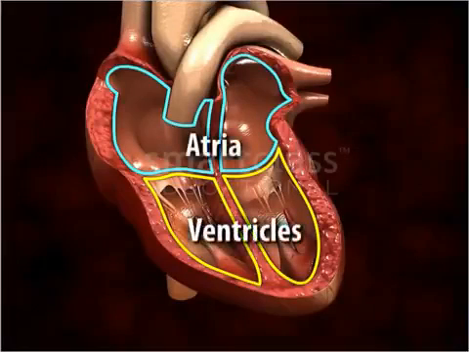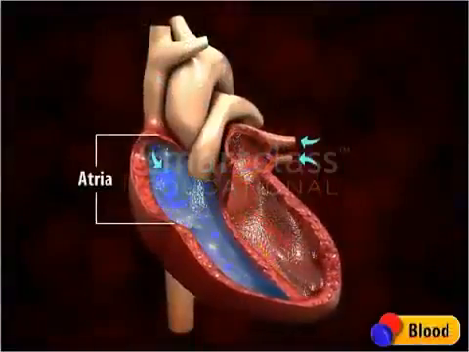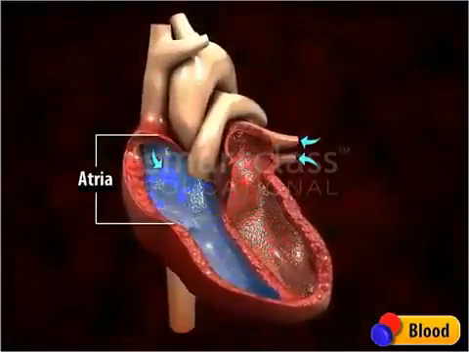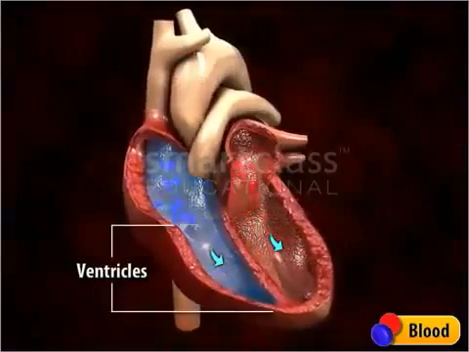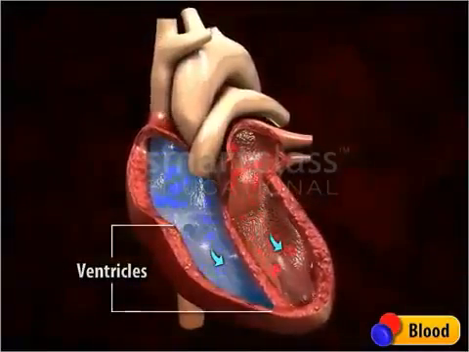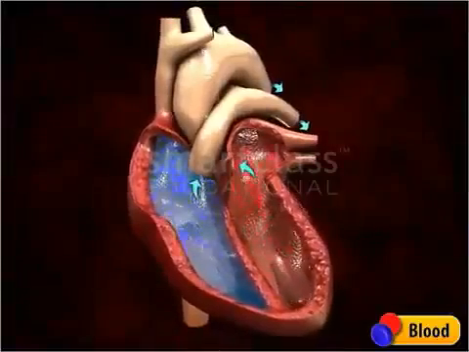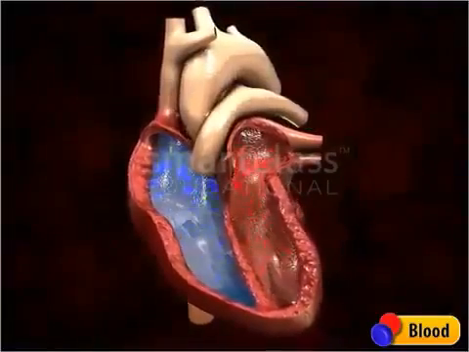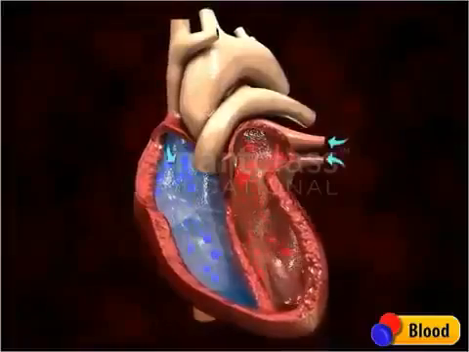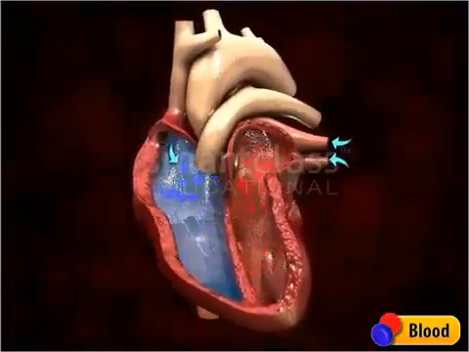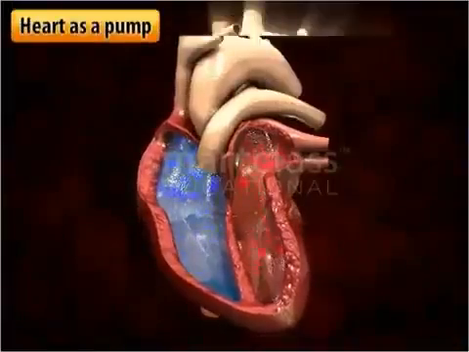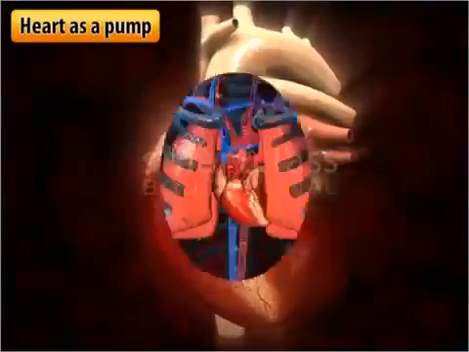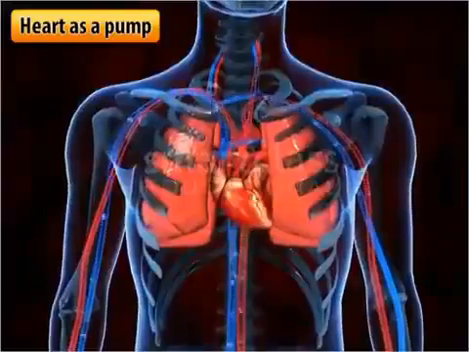The atria and ventricles work as a team. The atria receive blood from different parts of the body and dump it into the ventricles. The ventricles then contract, pumping blood out of the heart. While the ventricles contract, the atria refill with blood and get ready for the next contraction. Thus, heart is basically a pump. It sends blood around the body.